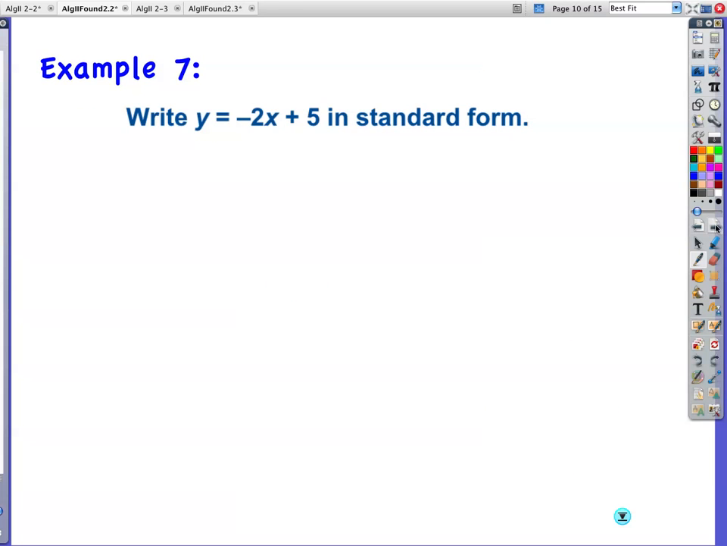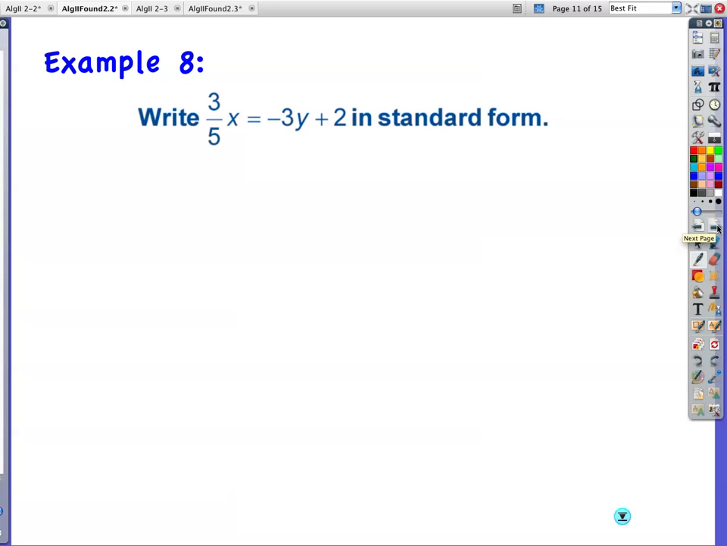Moving on. Example 7, you're on your own. You're going to put that in standard form. This is probably one of the easier ones you could possibly get. Example 8, I'll do this one with you because we got that fraction in there again.